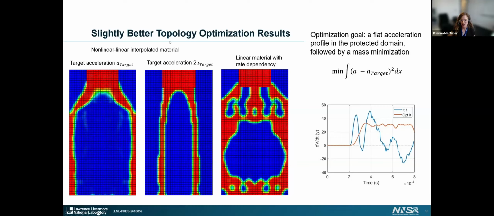The design on the right over here is our first attempt at adding in a rate-dependent material. This is sort of ongoing, but we can do it, and we get slightly different looking designs from this. And then on the far right over here, you can see this is what our acceleration profile over time looks like for both our initial iteration and then also one of the optimized iterations. So you can see it does a pretty good job. Our target here was 30, so it manages to hit that target pretty closely and then have the acceleration profile be fairly flat throughout the time that we're simulating.